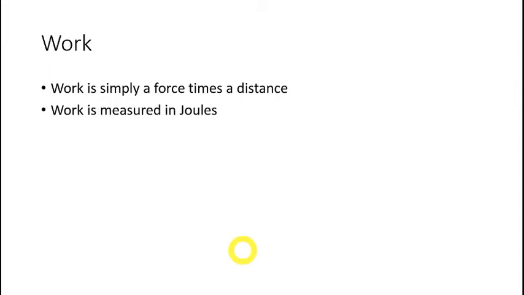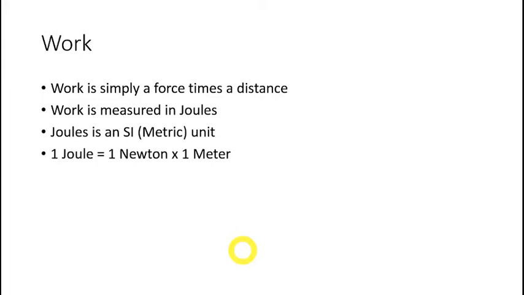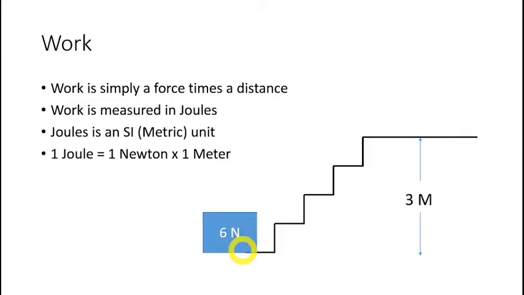Work is measured in joules. That is a System International unit, or we could just call that a metric unit. Joules is an SI unit, metric unit. And 1 joule equals 1 newton times 1 meter. So the units for joules are actually newton meters. And one way to express them would be in newton meters.